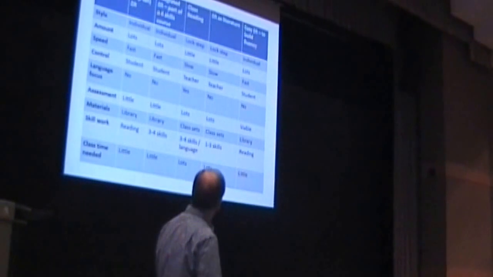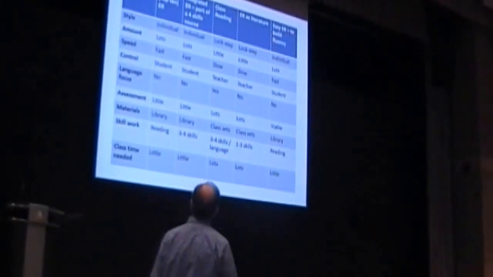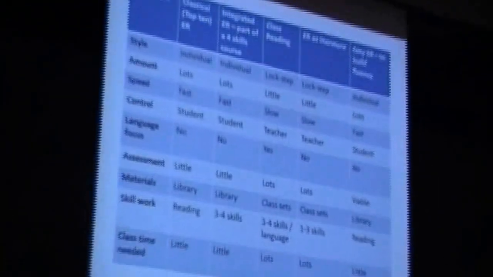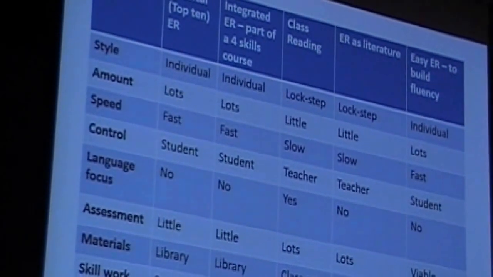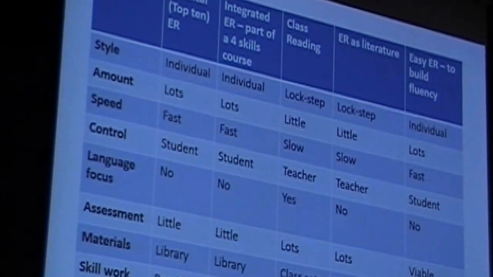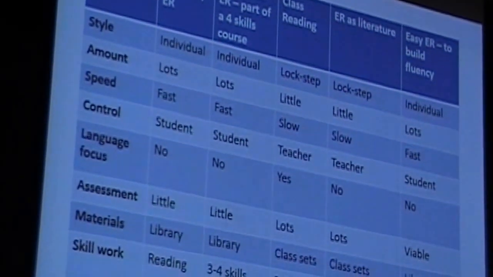So this is the kind of table of all of these things. If you can cast your eye briefly over that, so we've got the classical all the way across to the easy forms, the style, the amount, the speed, the control, and so on. I see some people taking pictures. You don't need to, because at the end I'm going to give you the URL for downloading a PowerPoint if you wish. Save your camera.